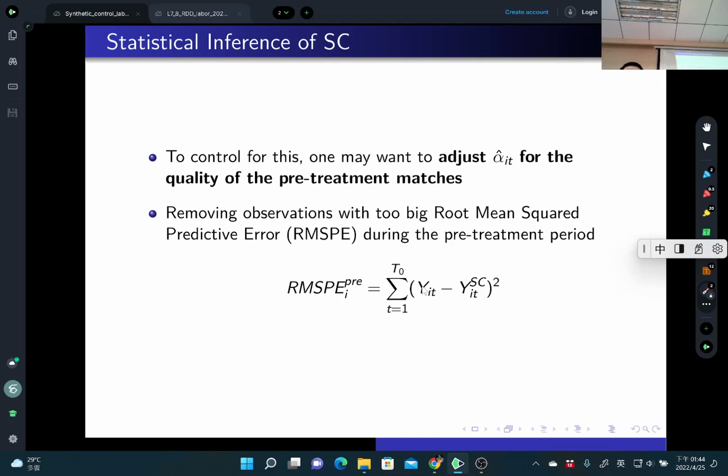So usually we will adjust our placebo estimates for the quality of the pretreatment match. We usually use this criterion, the root mean square prediction error, RMSPE, to evaluate how good the pretreatment matching is. RMSPE is, for each non-treated or treated unit, the difference between its real outcome and its synthetic control outcome, squared and summed over all the pre-treatment periods, from period 1 to T0, where T0 is the period right before treatment happened. We will calculate this RMSPE, and usually we will eliminate the placebo estimates with very big RMSPE.